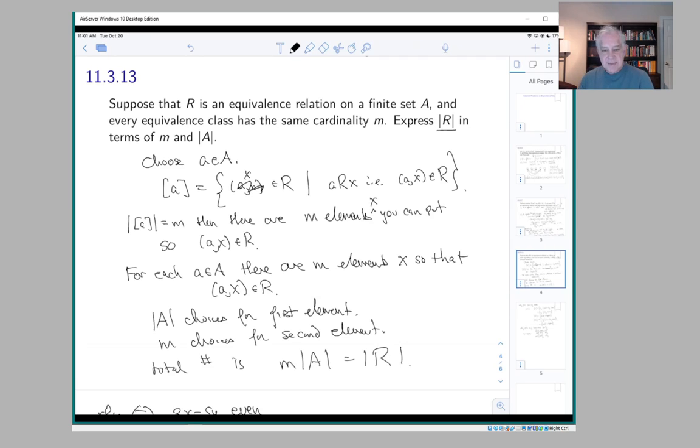So this may seem a little magical, but I invite you, you could try to do some examples, except it quickly gets out of hand. But it's actually a nice application of the multiplication principle that we talked about in the last section.